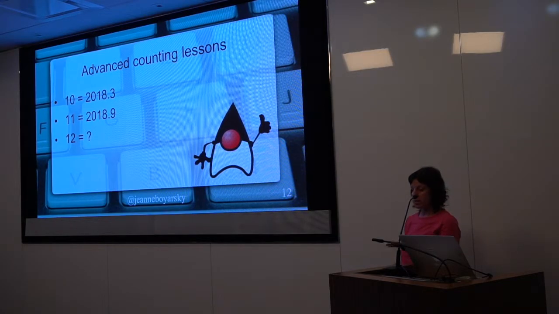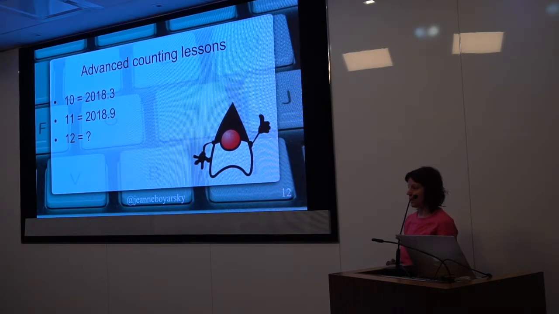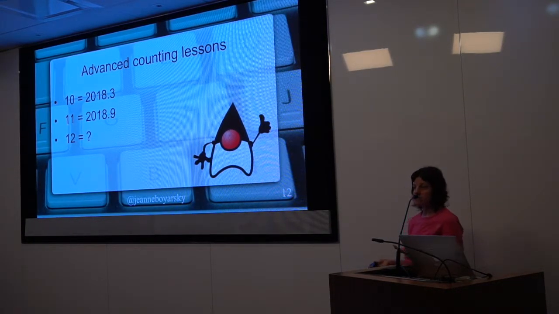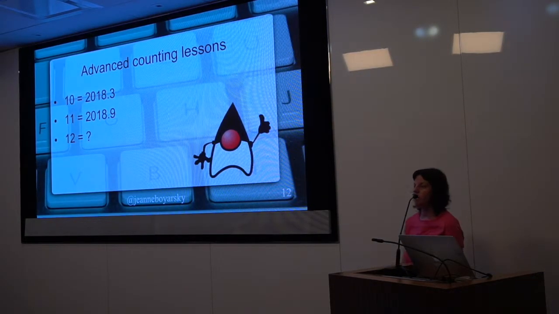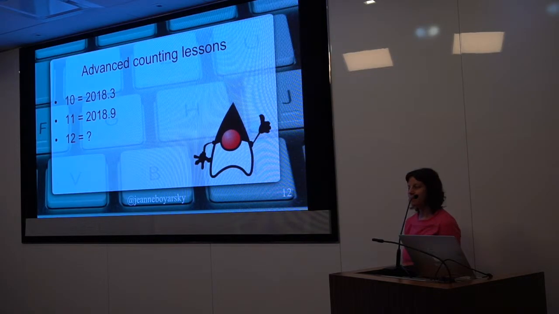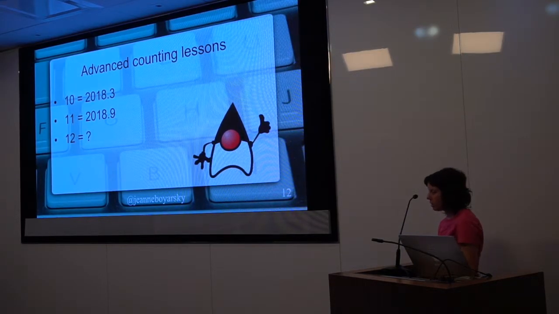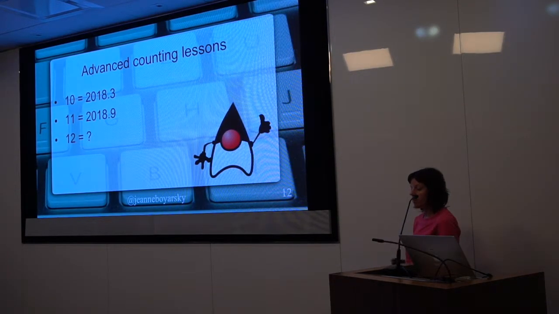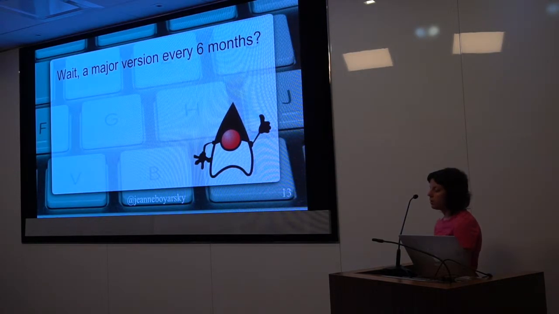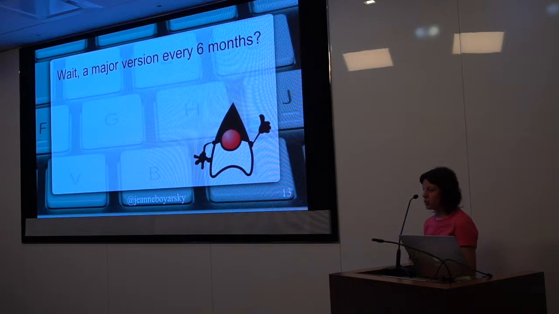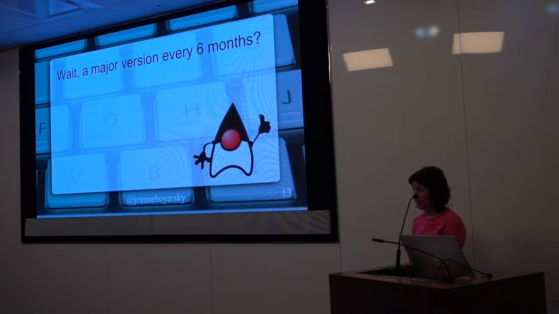Java 10 is 2018.3 for March of 2018. Java 11 is September 2018, 2018.9. And who wants to tell us what Java 12 is? 2019.3. That's right, Java 12 is 2019.3. Pretty easy to infer, to look at it and know when something's going to be released by looking at the semantic versioning number. Wait a minute, there's a major version, 10, 11, 12, coming out every 6 months.